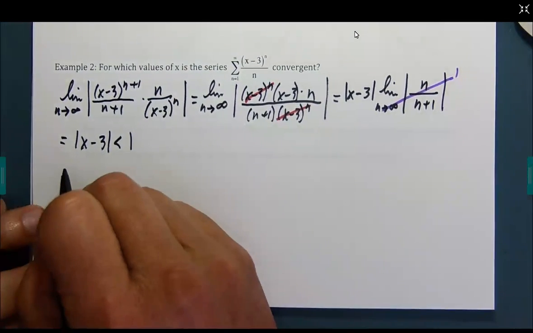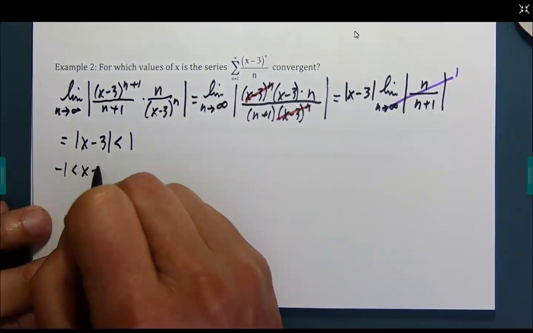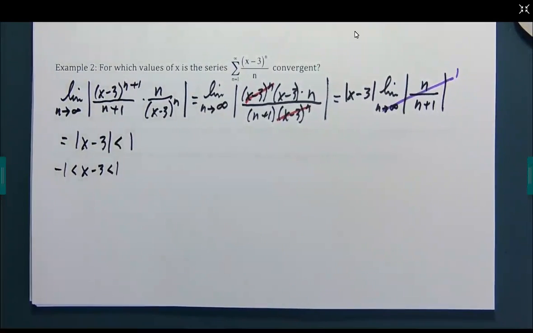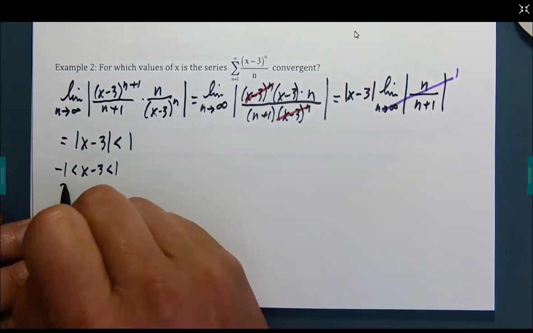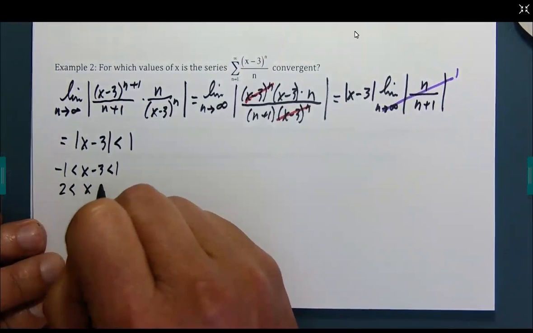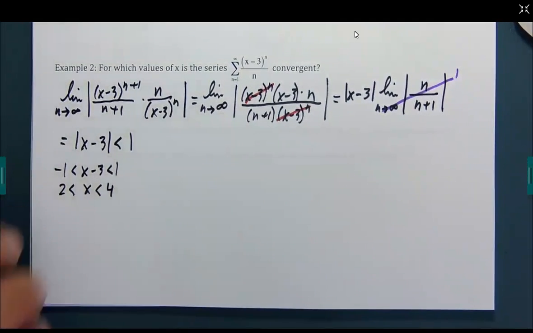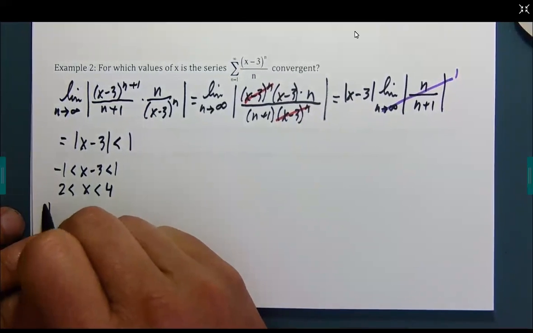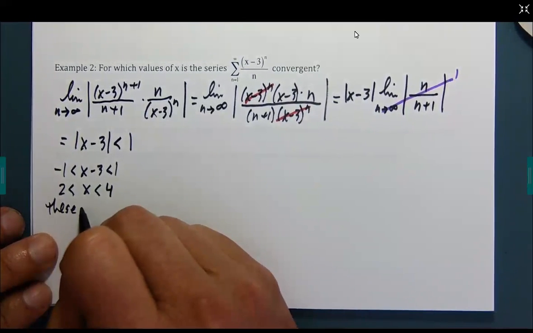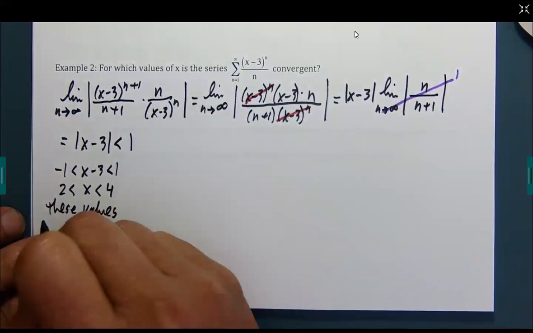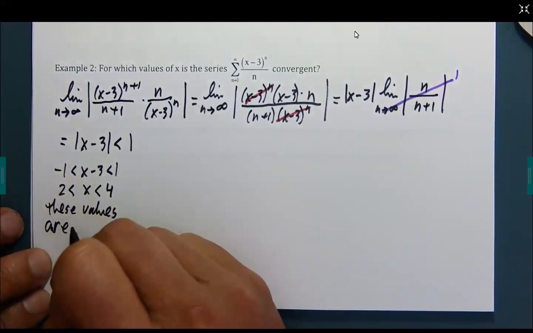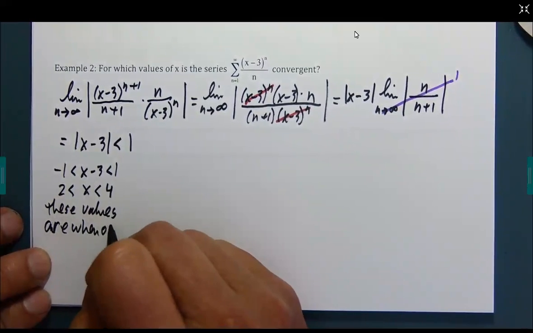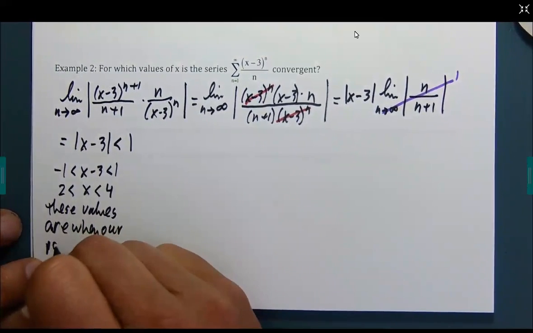So this means that we're there, and when I add 3, so now we're here. So we have our interval when x is convergent. So these values are when our power series is convergent.